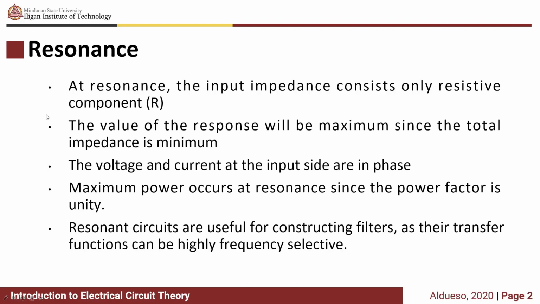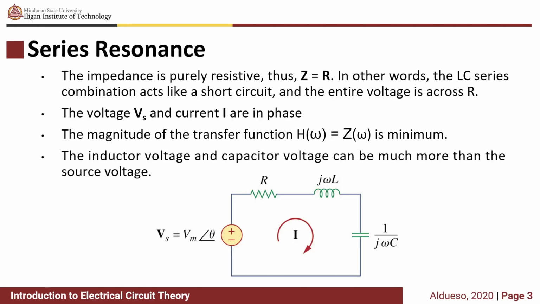So at resonance, the input impedance consists only of the resistive component. The value of the response will be maximum since the total impedance is minimum. The voltage and current at the input side are in phase, and maximum power occurs at resonance since the power factor is unity. Resonance circuits are useful for constructing filters as their transfer functions can be highly frequency selective.